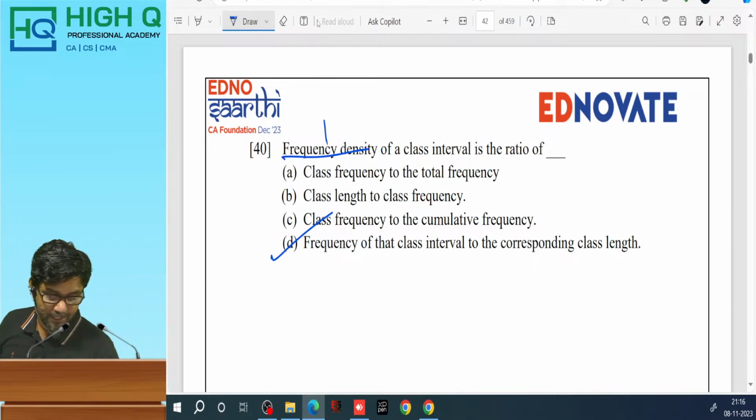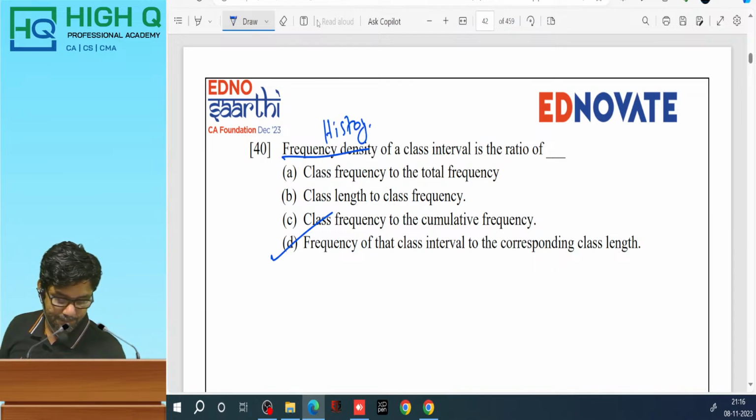Actually, frequency density will help us to draw the histogram. And it is frequency divided by class length. Now remember it as a formula, my dear.